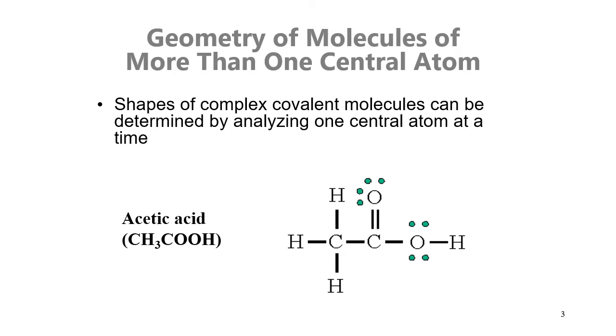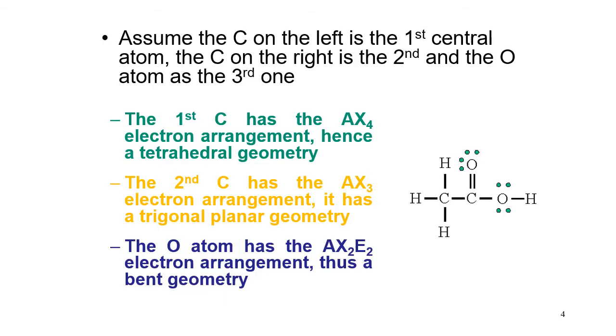To answer this question, we have to first determine the molecular geometry for each central atom. Let's do this. We assume the carbon on the left is the first central atom, which is this one. And this is the second central atom, and the oxygen here is the third one.